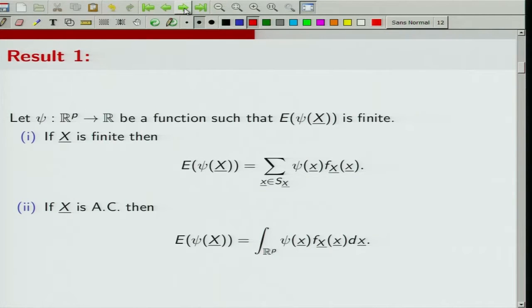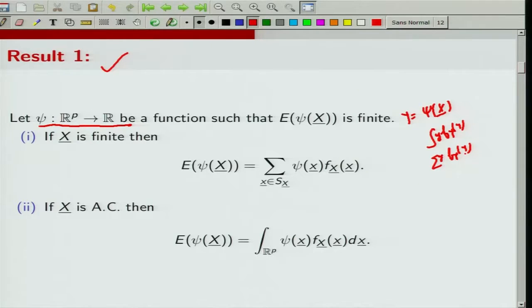So, now let me state the first result. Let psi be a function from R^p to R. If psi is a function from R^p to R, then we know that psi(X) is a real valued random variable, and suppose I have to find the expected value of this real valued random variable, expected value of psi(X). A way to do this would be, first you find out the distribution of psi(X), find its PDF or PMF. If this random variable is Y, find the PDF or PMF of Y, and then you integrate or sum y along with the PDF or PMF.